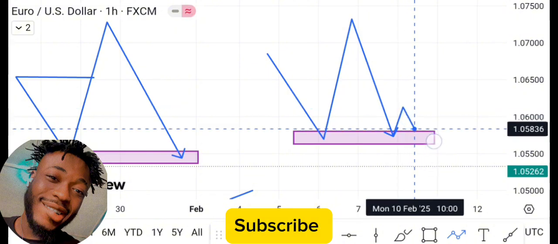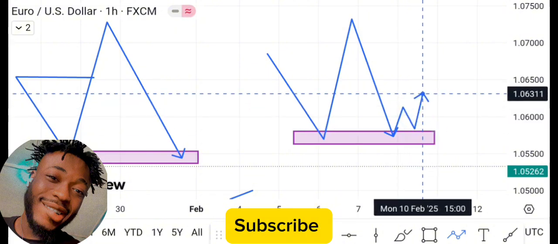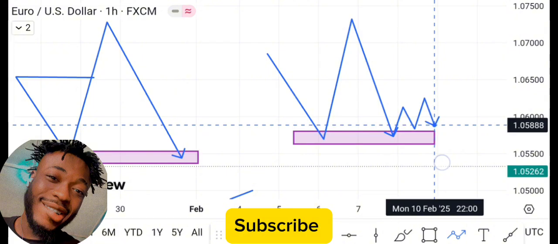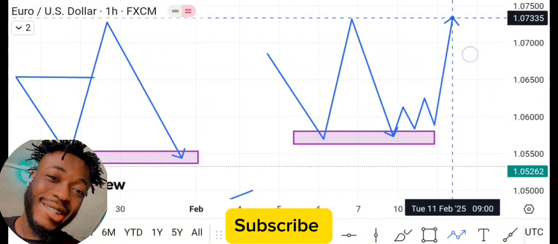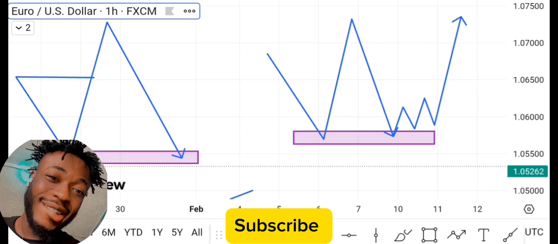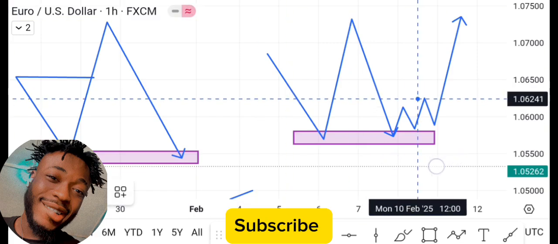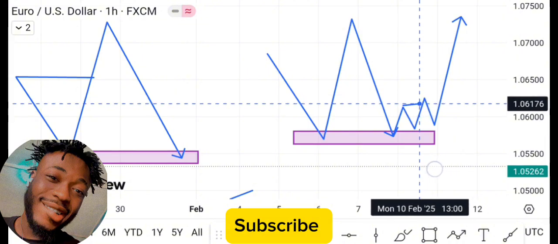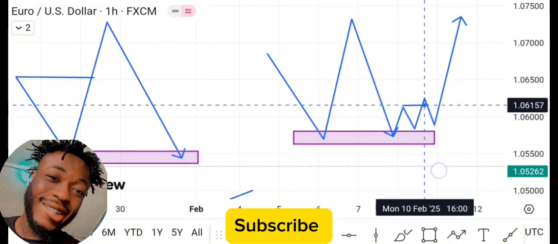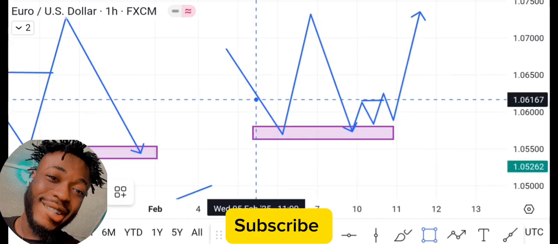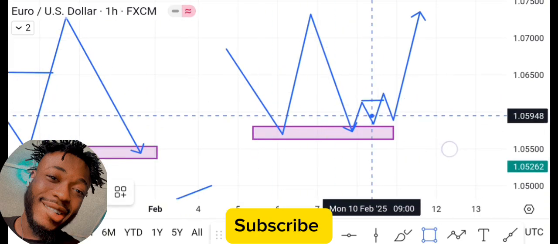I need price to do something like this, which is another break of structure on the 15-minute time frame, then a pullback to that zone, then target this high. So on the lower time frame, I just need to find a break of structure right here from maybe the 15-minute or the 30-minute time frame. Always use higher time frame confluence as confirmation. Check your other time frame to confirm your entry, to confirm your trade.